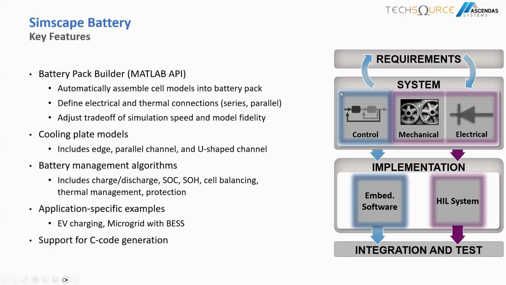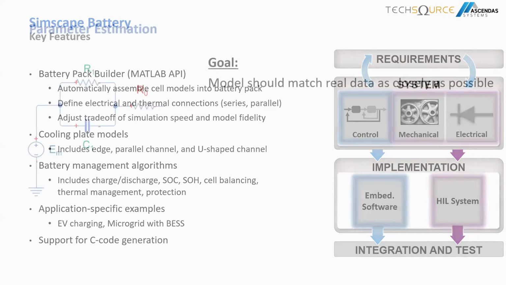So in the schematic that you saw earlier, you can see there's a control system, and then you have the plant model, which is the mechanical and electrical system, and then you can do an implementation for this. This can be done with software using maybe a microcontroller or an HIL system, in this case a hardware-in-the-loop example. This one can be done through this Simscape Battery application.